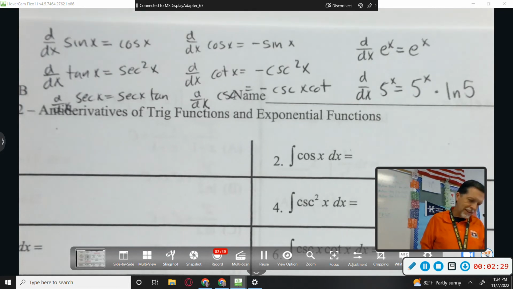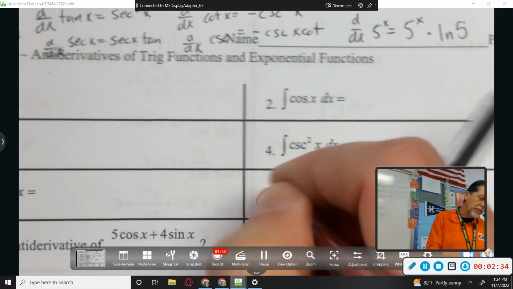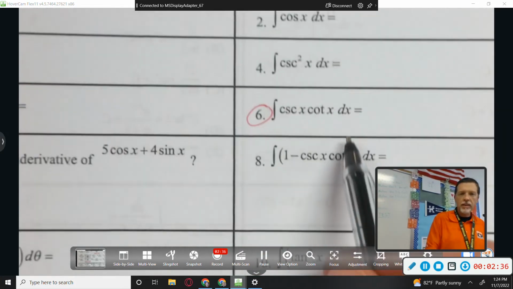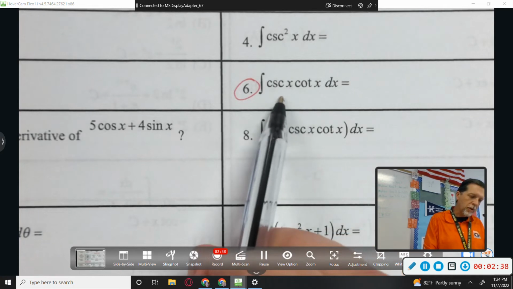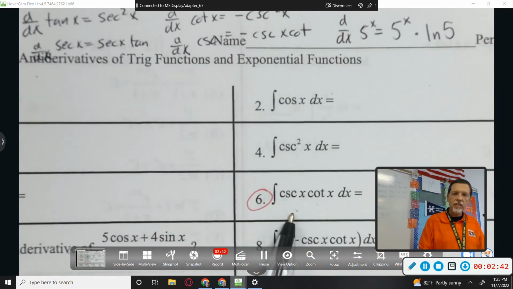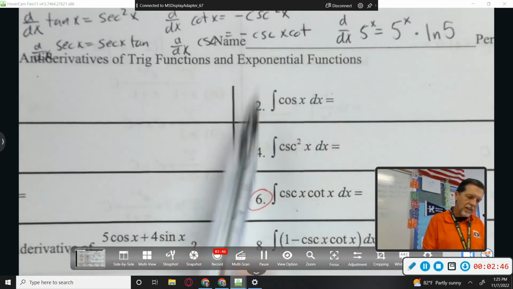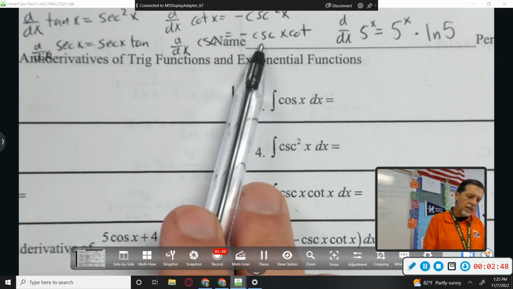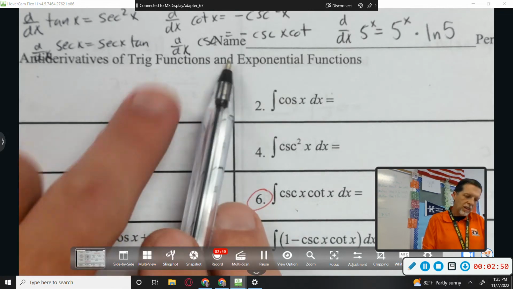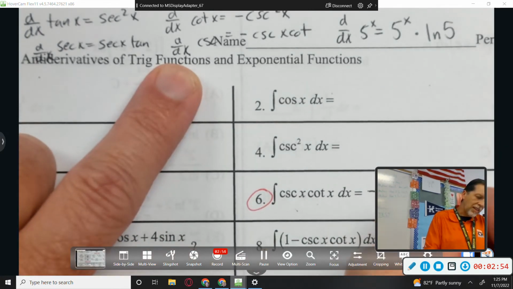Let's see. How about number 6? Let's hopscotch around a little bit here. Number 6, going backwards from cosecant cotangent. Well, it looks a lot like the derivative of cosecant, except we're off by a sign. So we can fix that. Negative cosecant of x plus c.